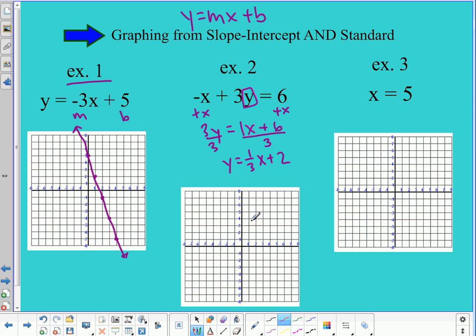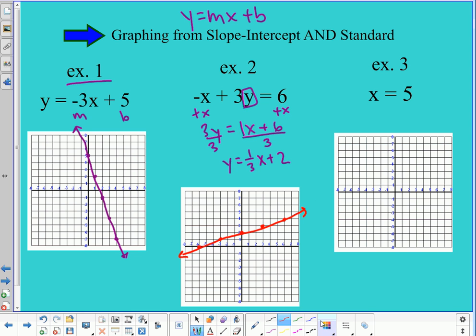So in this case, I need to go up 2, and then the slope is 1/3, so I go up 1 over 3. Up 1, over 3. Or remember from that point, we can also go down 1 and back left 3. Down 1, back 3. And there we are. So there's the line.